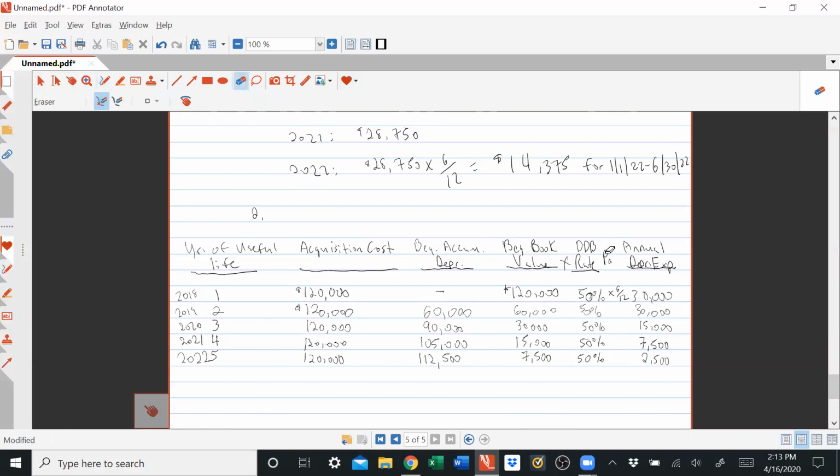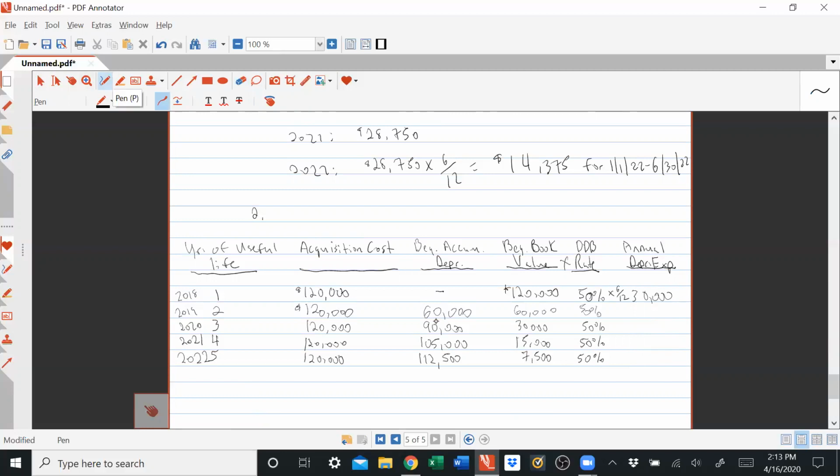I could add another column in here, like part of year or something, but you guys realize in 2018 we got to multiply by 6 over 12 because we only had the asset half of the year. So that's why that's 30,000. But that changes the other numbers because now the balance in accumulated depreciation is going to change, right?